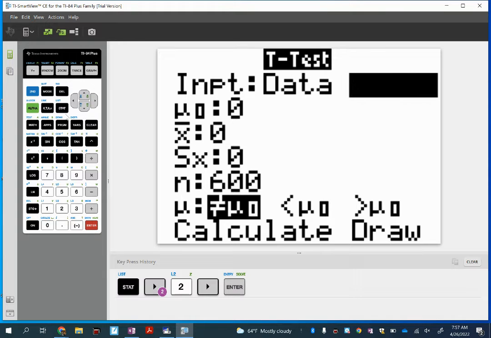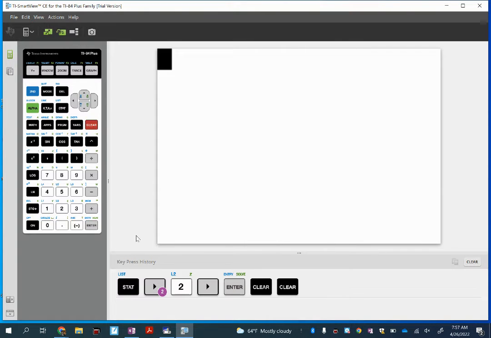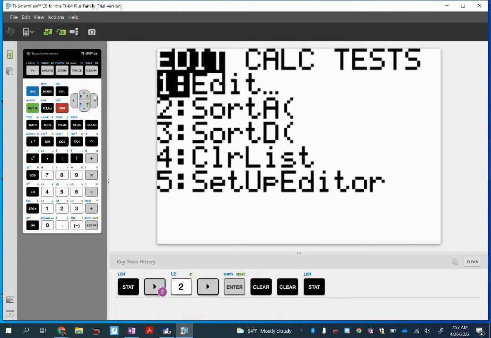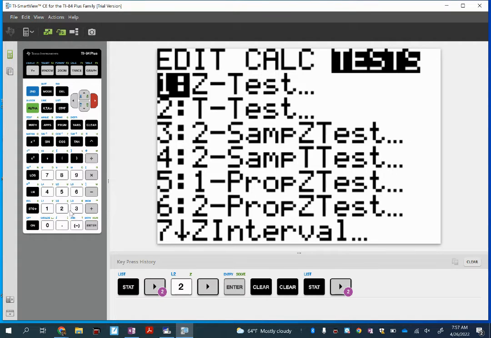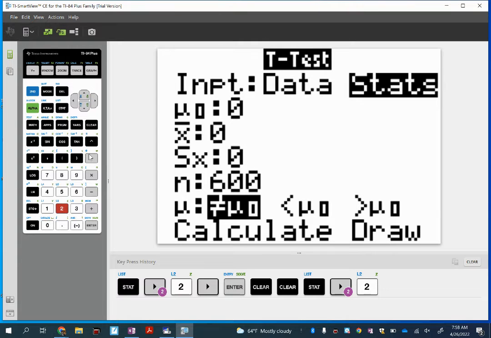All right, so now it pops up the stuff they did give us. Go back to the problem. Ready? Stat. Over to test. Number 2, t-test. And if you're here and it says data, hit over to stats, hit enter. So to the right to stats, hit enter.